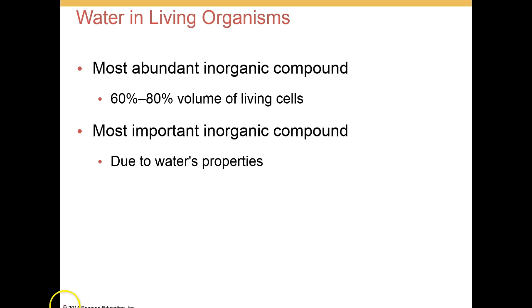So let's start off by looking at water. We've already looked at water a little bit. Water is a very important, large part of living cells. In all living cells, maybe 60 to 80% of the volume is made out of water. It is very important because it has a lot of really unique chemical properties. So we're going to go through some of these.